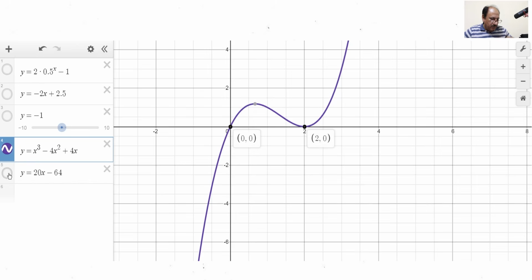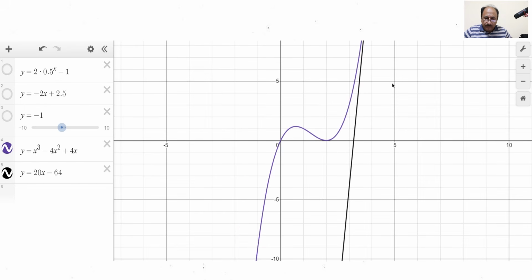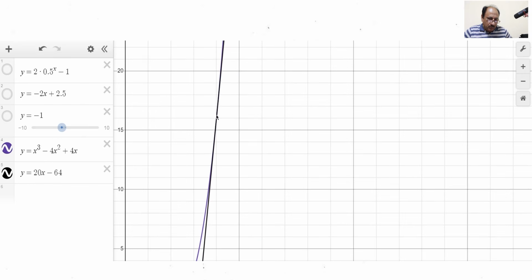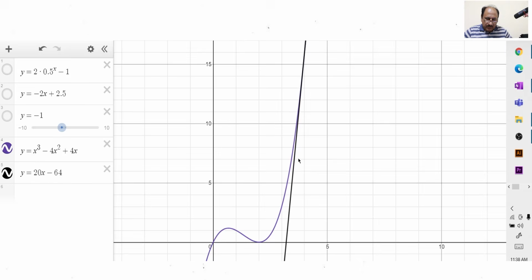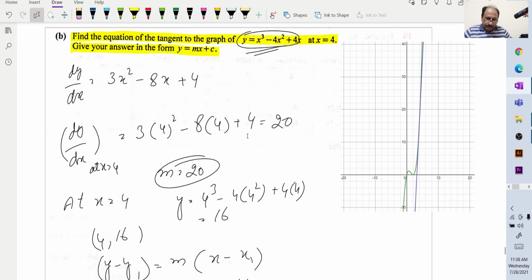I have already typed it for you, and if we activate it, this will be the tangent line. If we reduce this and go up, you can see over here this is 4 and 16, and this is tangent at this point. So this is confirmed, this is basically the tangent. Now we can move to the next question.